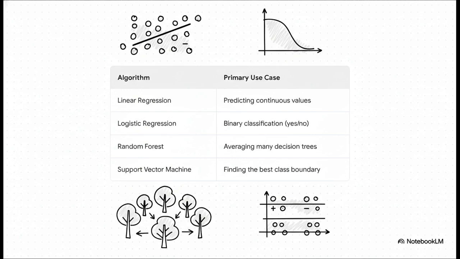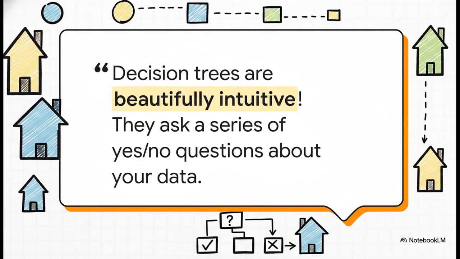But then you get to the really cool stuff. A random forest, for example, is amazing. It doesn't just build one decision tree, it builds hundreds of them, and then makes them all vote on the right answer. It's like crowdsourcing a prediction, and it's way more accurate. And a support vector machine is just brilliant at finding the absolute cleanest, sharpest line to divide different groups of data. Out of all the algorithms, decision trees are maybe the easiest to understand because they work just like we think, like a flowchart.